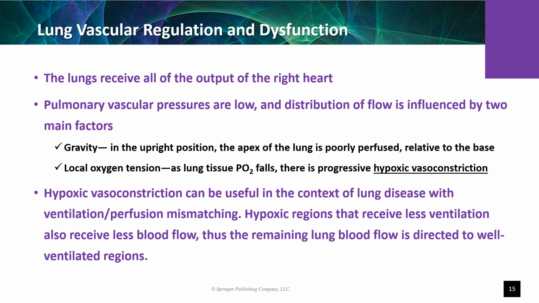Because of the lower pressures, gravity has a substantial effect on blood flow distribution from the top to the bottom of the lungs, with the smallest amount of blood flow reaching the apex of each lung and the greatest amount of blood flow reaching the bases of the lung when seated in an upright position. Lung blood flow is modified by local oxygen saturation.